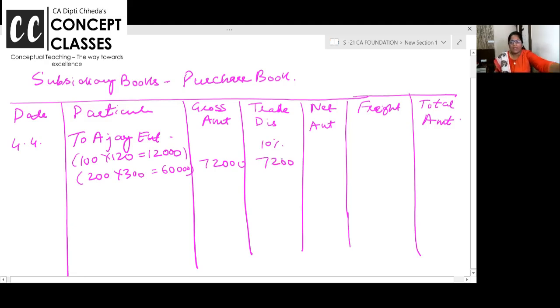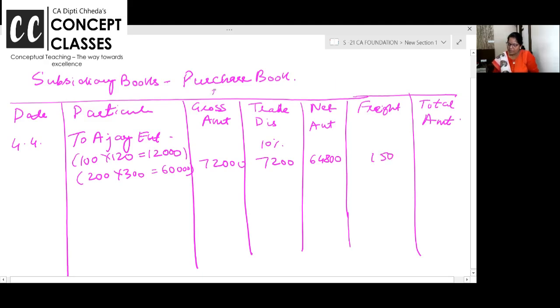How much is it coming after the discount? 72,000 minus the discount, 64,800. And now freight charges are there. Freight charges here are 150 rupees. That is to be added.